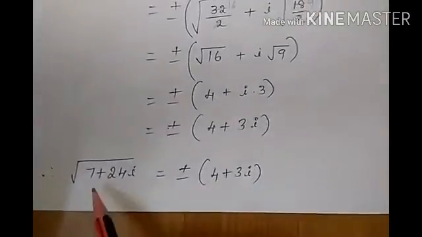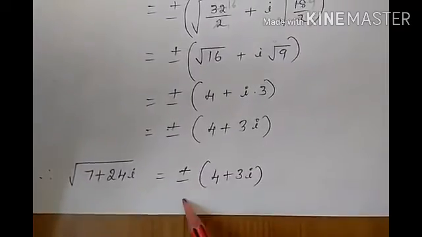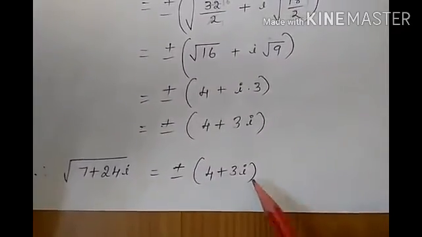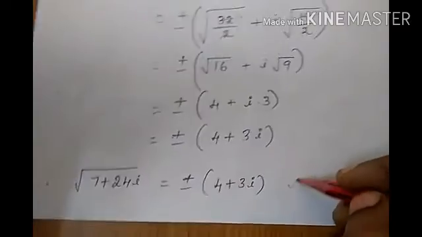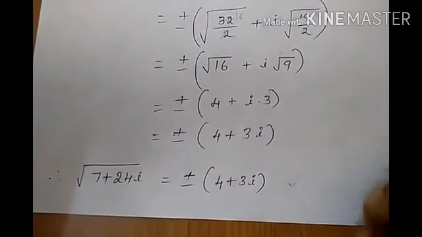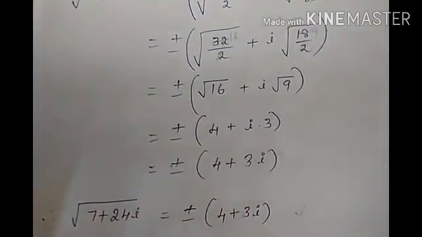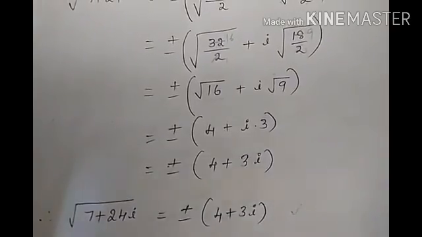What is the square root of 7 plus 24i? Plus or minus 4 plus 3i. It is the square root of the given complex number. Thank you. This is about the square root of a complex number.